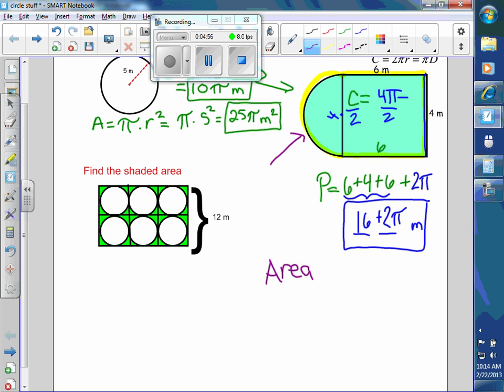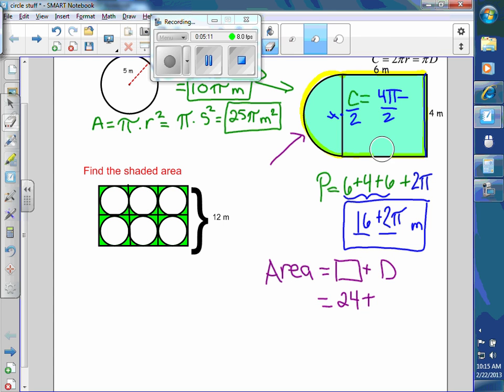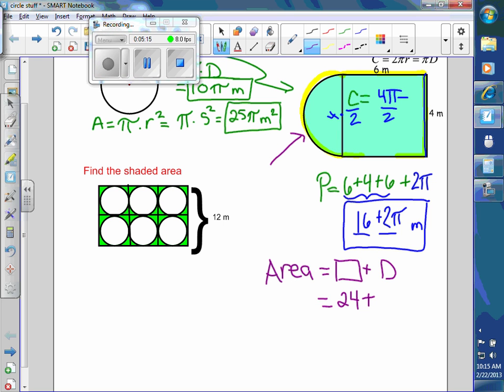It's a rectangle, right? It would be 6 times 4, which is 24. So you're going to add that to the half circle, right? Yeah. So 24, and then the half circle. Let's do that. What's the area of the whole circle? We'll put it here. What's the radius? 2.